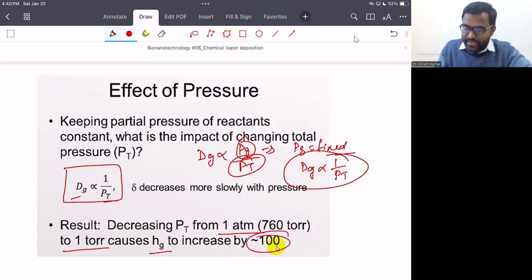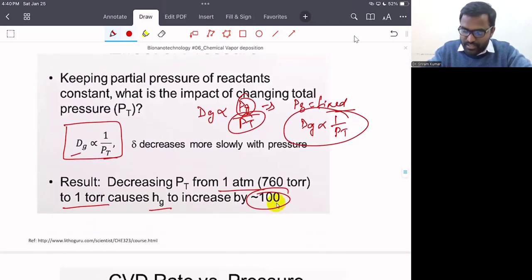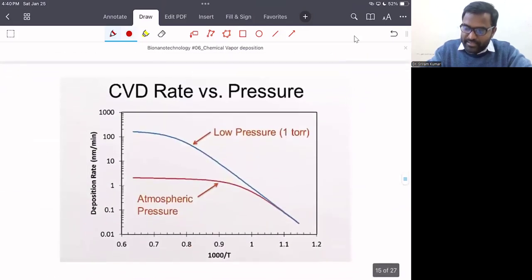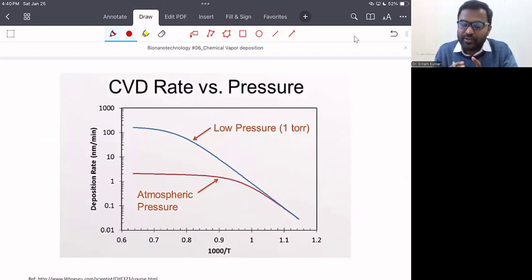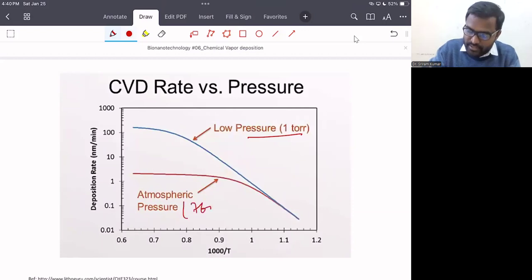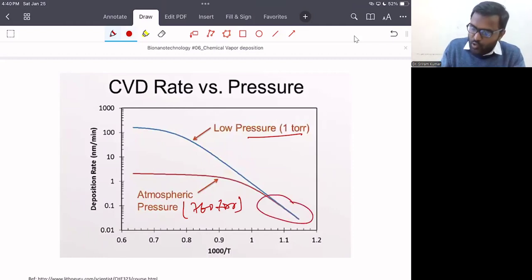And based on that, we'll get multiple times the deposition rate as compared to the atmospheric pressure CVD kind of system. So based on that, let's understand what is the effect of pressure here. So here we have two kinds of pressure. One is the atmospheric pressure, 760 torr, and one is the low pressure, which is one torr. So now compare this data at very low temperature.